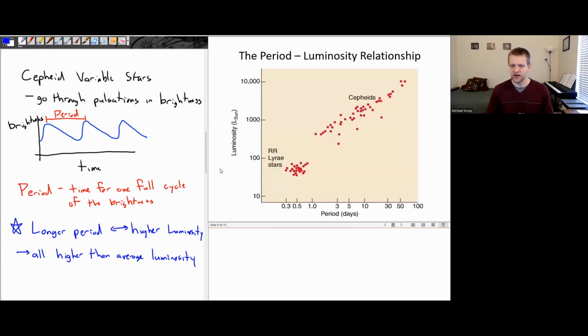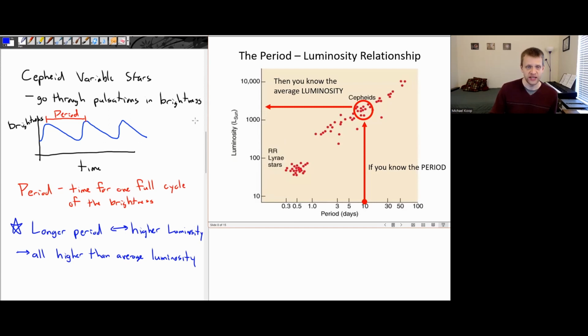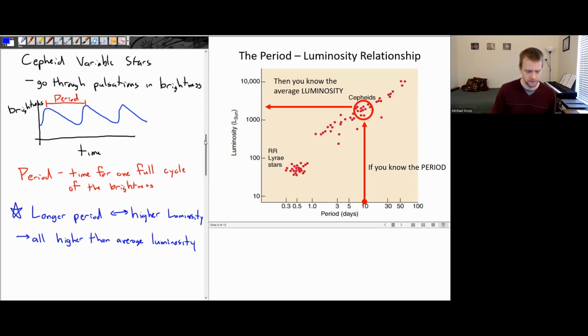So let's look at this period luminosity relationship. We've got these Cepheid variable stars, and there are actually other types of variable stars as well. There are these RR Lyrae stars, and a couple other classes of them. We're going to focus specifically on the Cepheid variable stars. And once again, the idea behind this is, thanks to the work of Henrietta Swan Leavitt in developing this graph and calibrating this data, if you know the period of these Cepheid variable stars, you can identify the average luminosity.